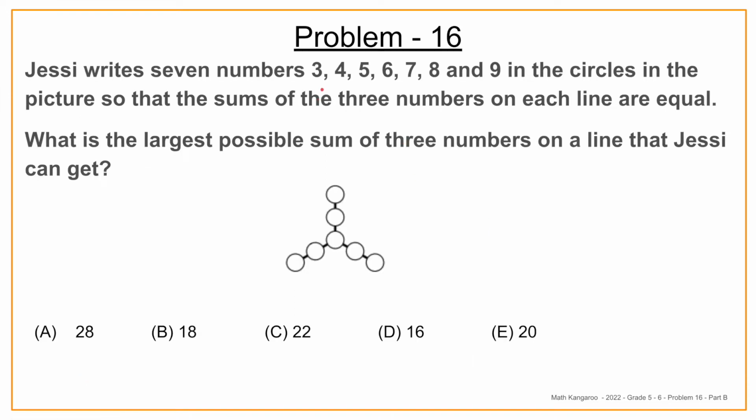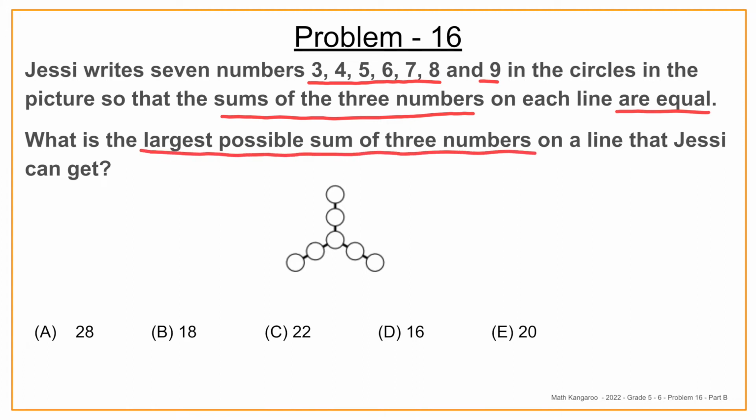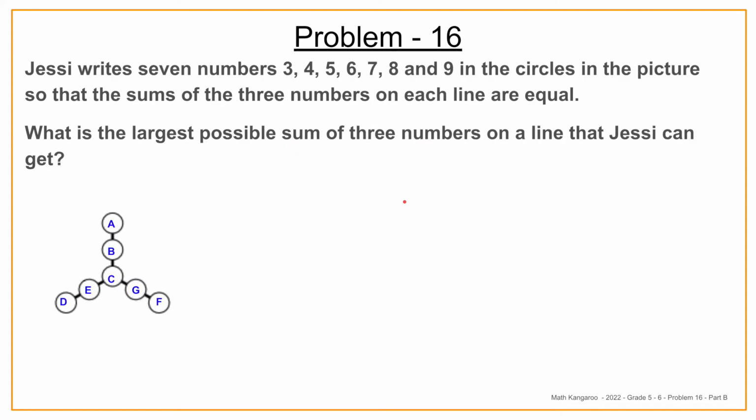Problem 16. Jessie writes 7 numbers 3, 4, 5, 6, 7, 8 and 9 in the circles in the picture so that the sums of the 3 numbers on each line are equal. What is the largest possible sum of 3 numbers on a line that Jessie can get? These are our options. So very first thing, let us name this circle as this.